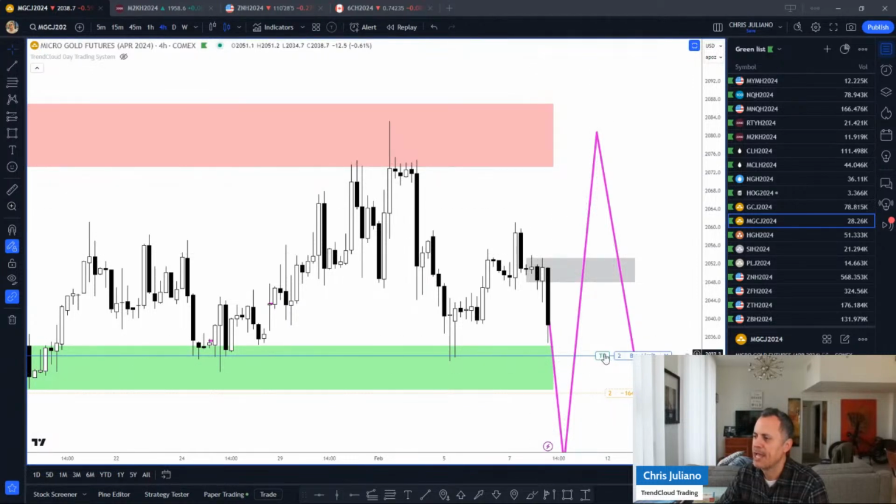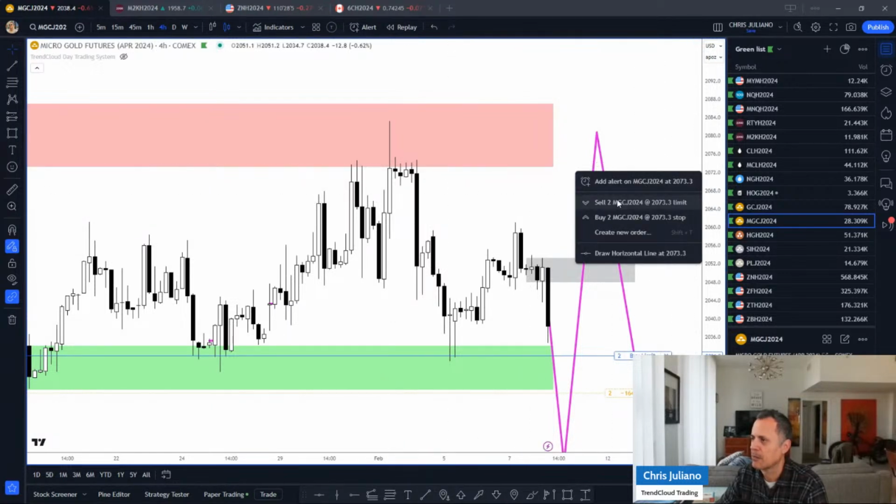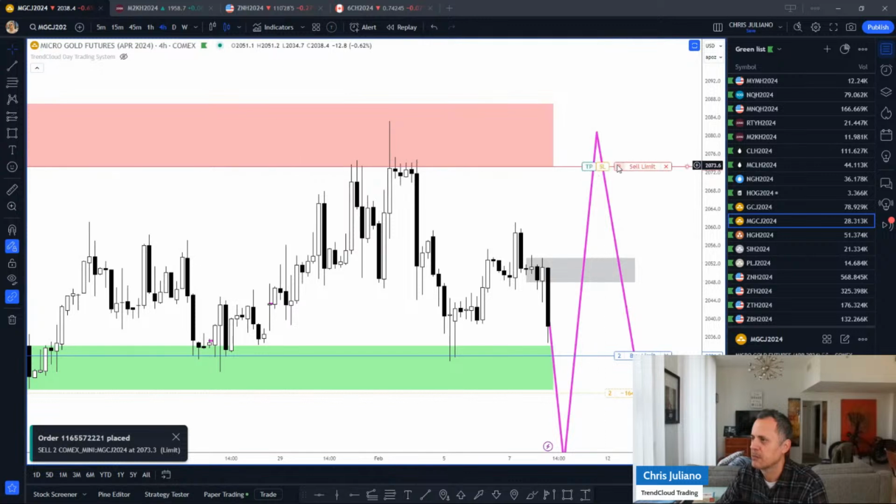Right, so you definitely want to have your, if we come down in here and we hit that ADR level and start moving back up, we can take off something here and scale out of the position. But something like this, you really can set it and forget it. It's very doable, right?